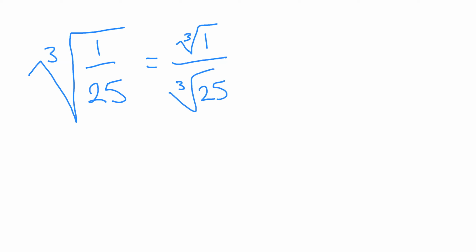Now we know the cube root of 1 is just 1, so we don't need to write the radical in the numerator. Now, if we want to find something that we can multiply the cube root of 25 by to turn it into a non-radical, we have to realize that 25 is 5 times 5. So we only need one more factor of 5 to turn this denominator into a non-radical number.